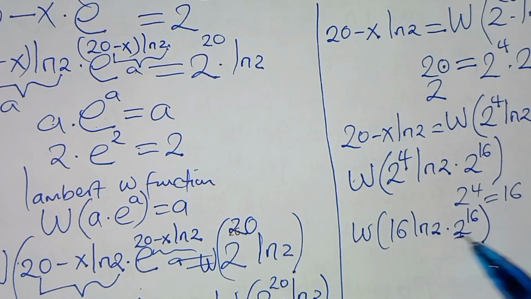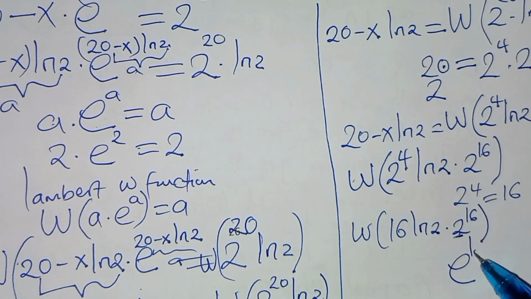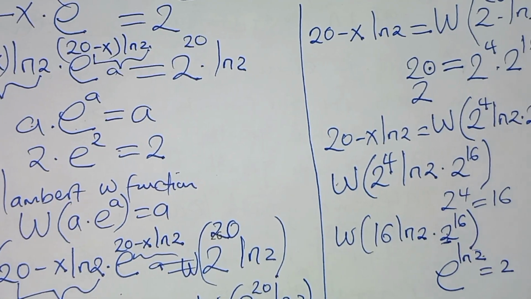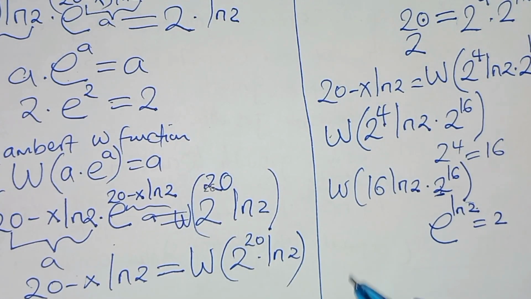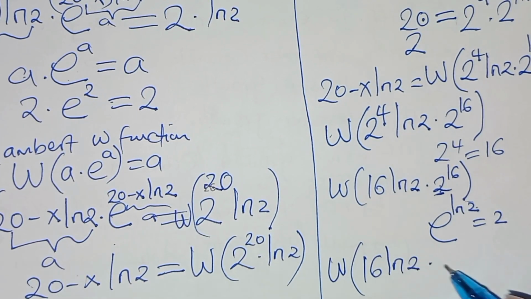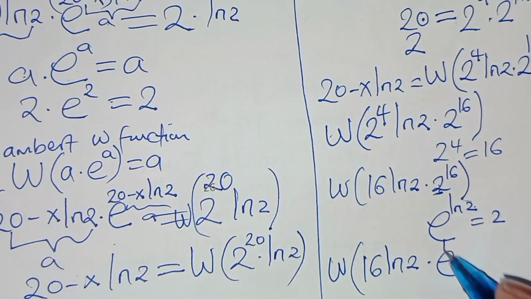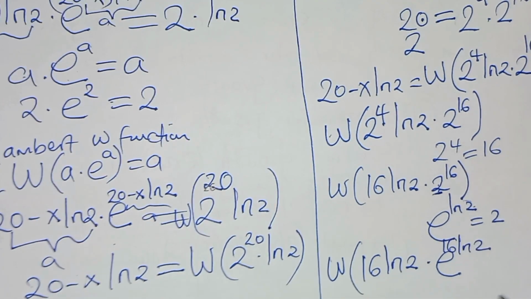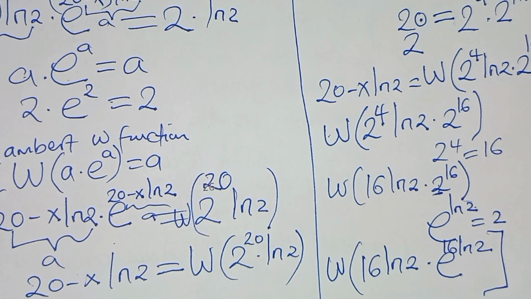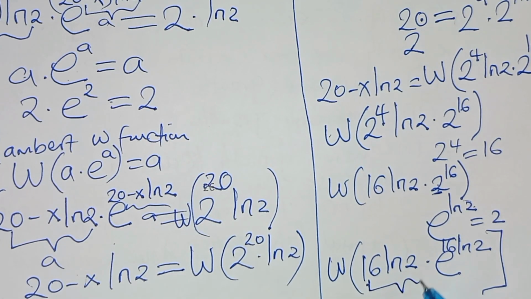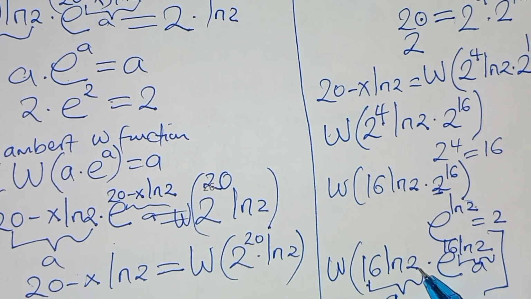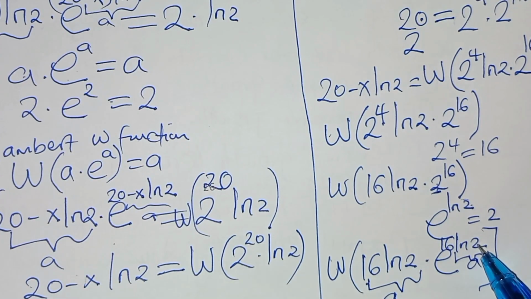Now, we can express 2 as e to the power of natural log of 2. So now, we'll have the W function of 16 multiplied by ln of 2 multiplied by e to the power of 16 multiplied by natural log of 2. Applying this W function, you find that this particular part is A, the same. So, 16 natural log of 2 here is the same as 16 natural log of 2 here.